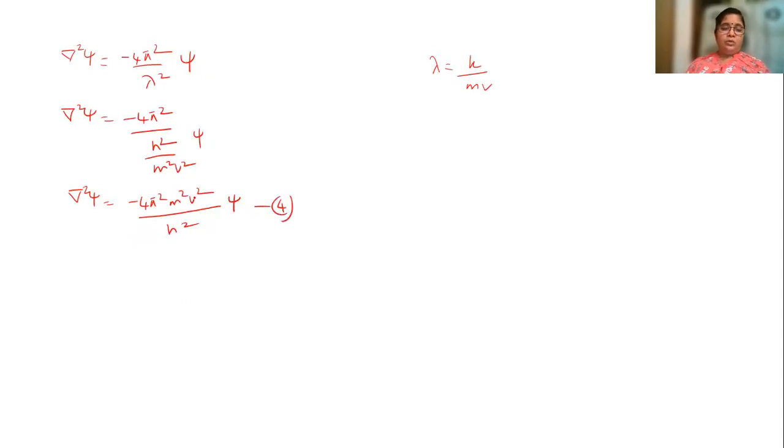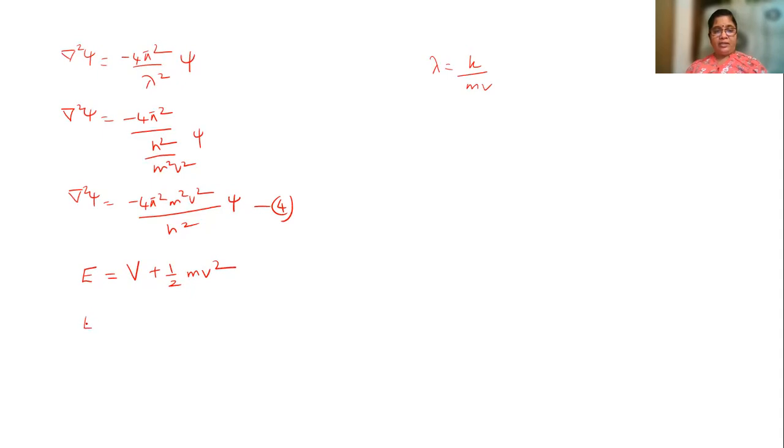I need to substitute for m square v square in terms of energy E. For that, I take the energy equation wherein we state total energy E is equal to potential energy V plus kinetic energy half mv square. I told you I need an expression for m square v square.